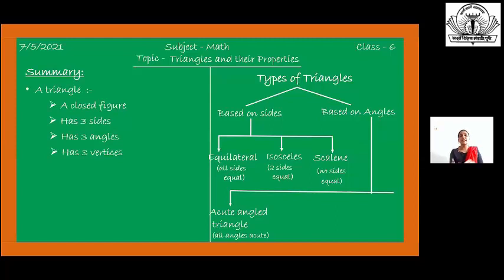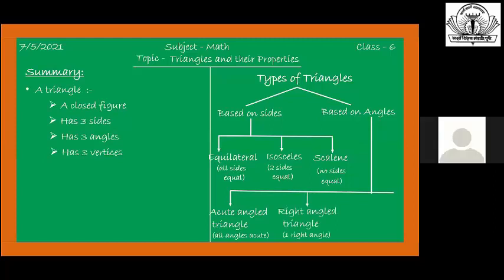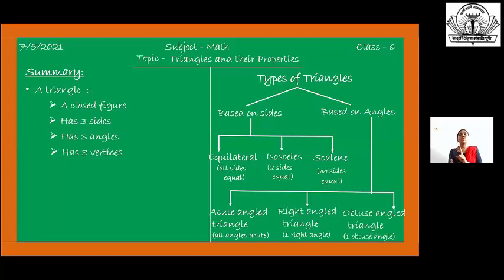Okay, now the second one was the right angle triangle, and it has one right angle in it. Even if one angle is a right angle, then that triangle will be a right angle triangle. And the third type of triangle was the obtuse angle triangle. It has one obtuse angle in it. So these were the different types of triangles which we saw.